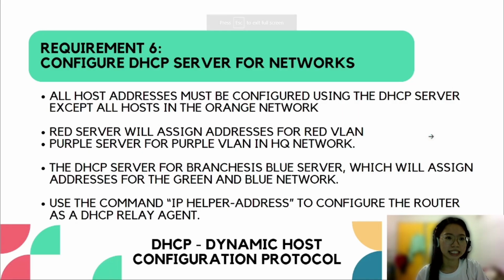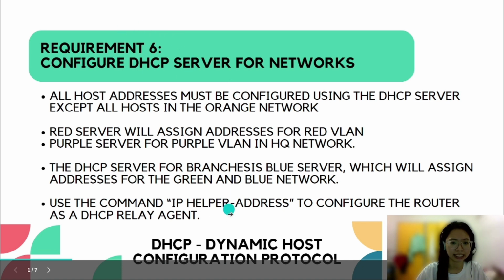For requirement 6, it is to configure DHCP server for networks. All host addresses must be configured using the DHCP server except all hosts in the orange network. The red server will assign addresses for the red VLAN, while the purple server for the purple VLAN in the HQ network. The DHCP server for branches, the blue server, will assign addresses for the green and blue network. And last, we are going to use the command IP helper address to configure the router as DHCP relay agent.